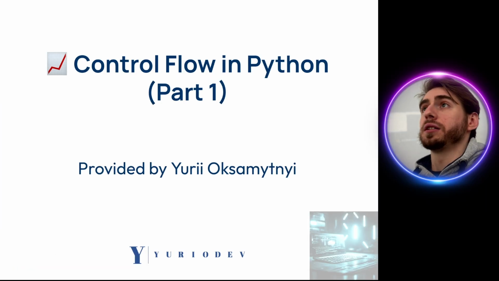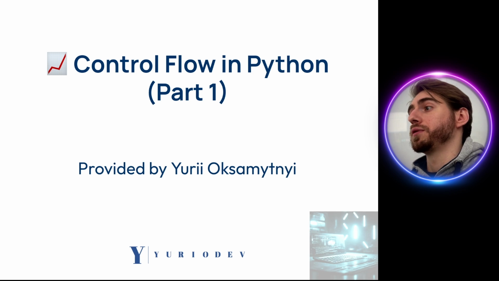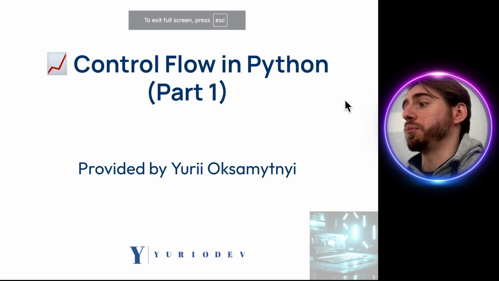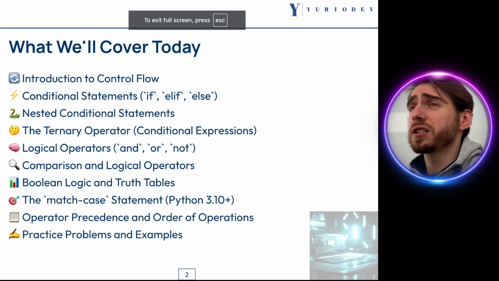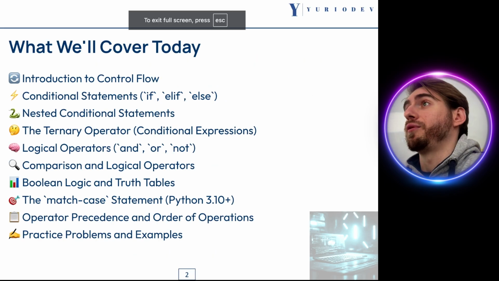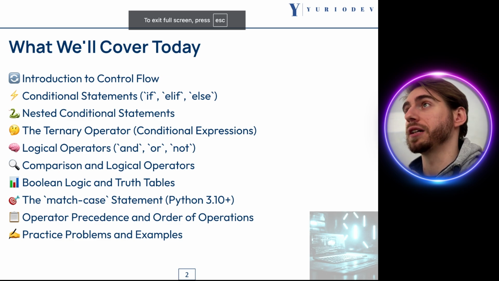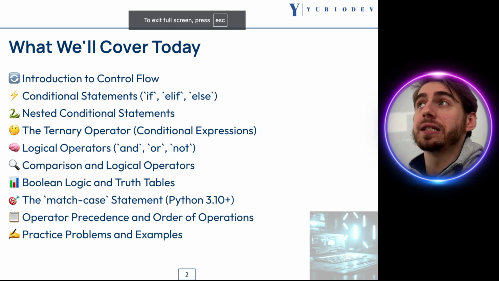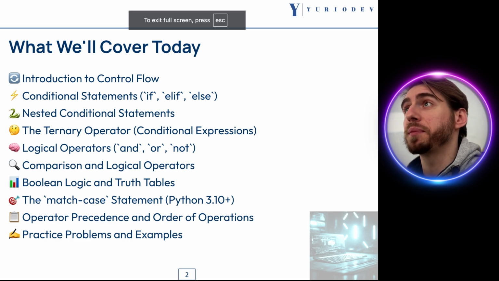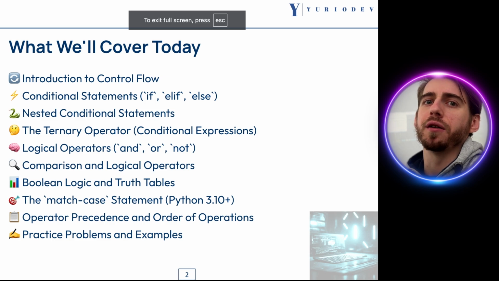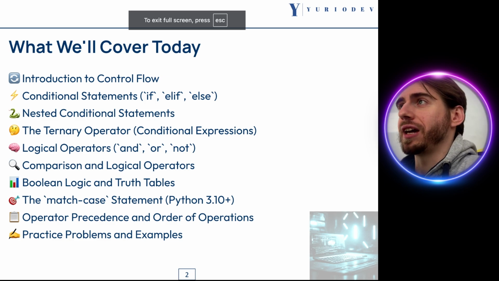Let's start. As it was mentioned before, today we are going to work on control flow in Python, which is split into two parts. Today we are going to work on the first part. We are going to talk about the introduction to control flow, what it is, what we need it for, how to use different conditional statements in Python, such as if-elif-else, and what nested conditional statements are. We're also going to draw some graphs, some flowcharts, to see how it works. We're going to work on the match case statement.